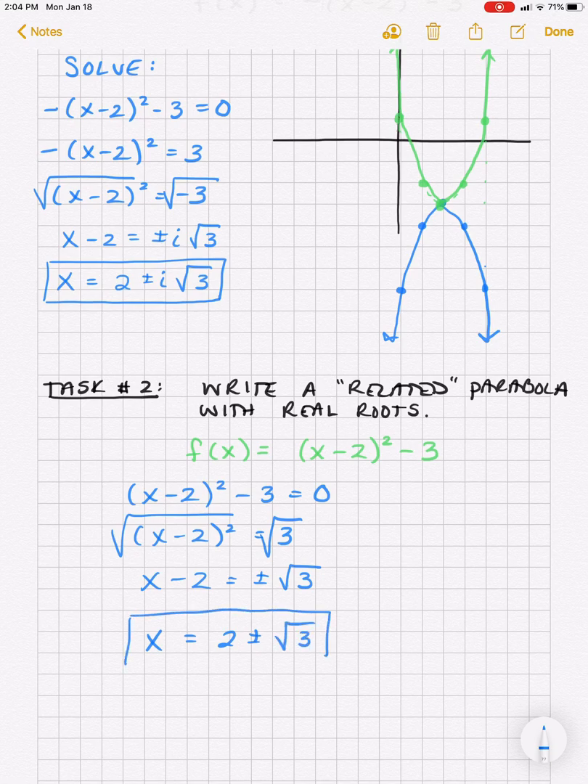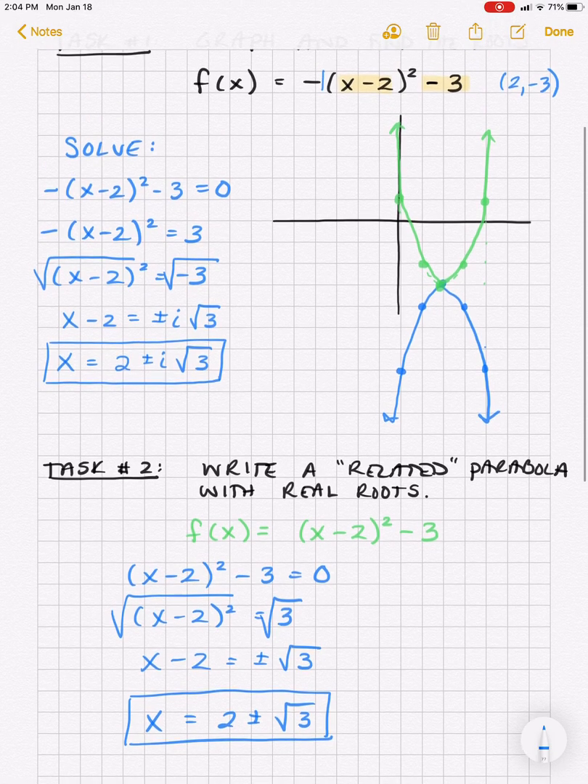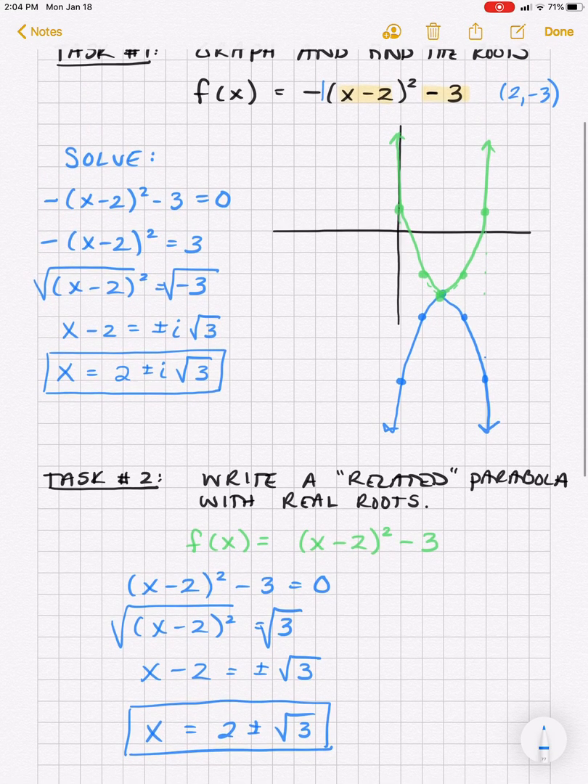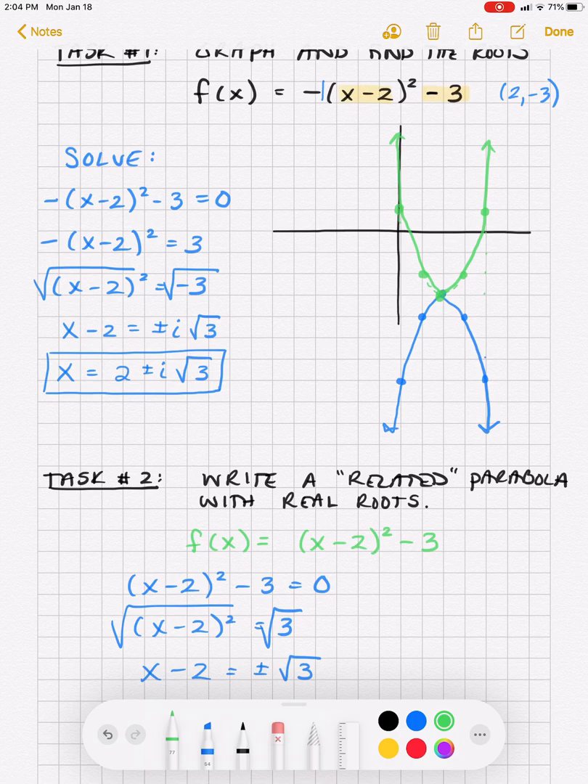So I want to ask you right here, when you compare the roots from task number 1 and task number 2, what do you notice? What you notice is that the roots are basically the same. If this parabola in green has roots 2 plus or minus the square root of 3, then the related parabola that doesn't cross the x-axis is going to have roots 2 plus or minus i square root of 3. You're really solving for the roots of the green one, but because the blue one doesn't cross, that's why we put an i right there.